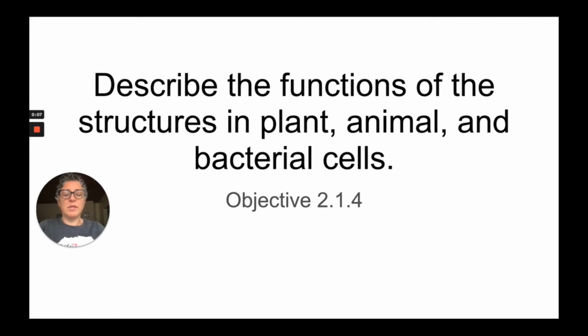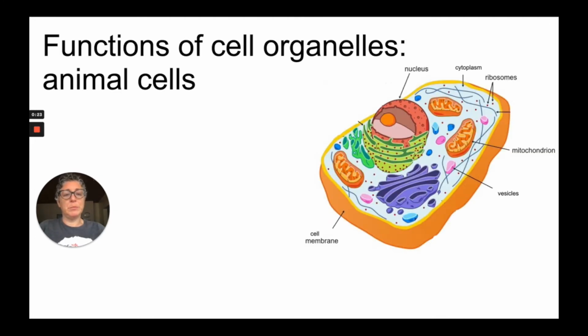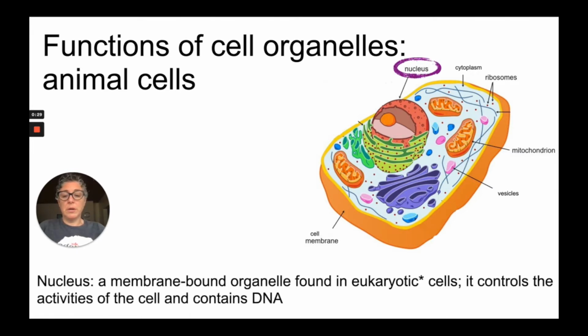This video covers the IGCSE Biology Objective 2.1.4 on the 2025 CAIE syllabus to describe the functions of the structures in plant, animal, and bacteria cells. So let's take a look at animal cells. So we've got all the structures that you need to know here and what they do. So we'll start with the nucleus.